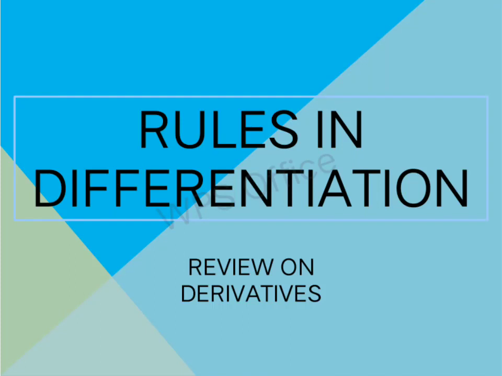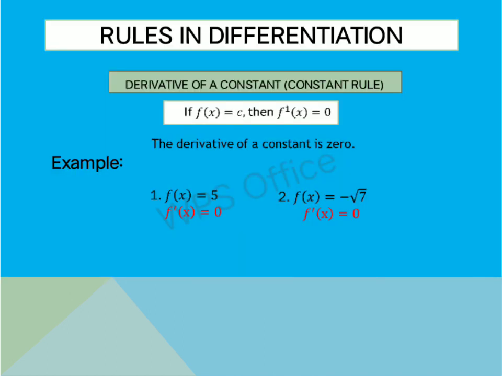And now we have the next topic. It's all about rules in differentiation, and this topic is a review on derivatives. We have the derivative of a constant rule. The derivative of a constant is 0. Example number 1, f(x) equals 5, so f'(x) equals 0. Example number 2, f(x) equals the square root of negative 7, f'(x) equals 0.